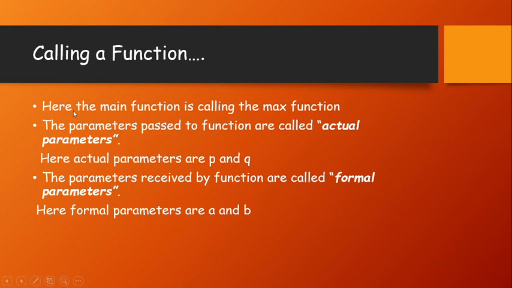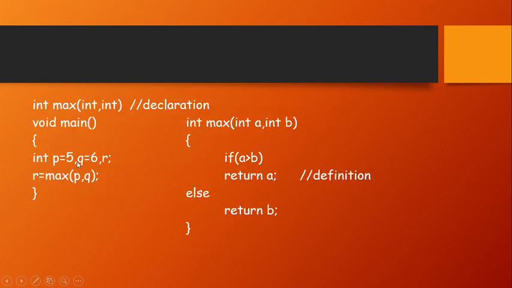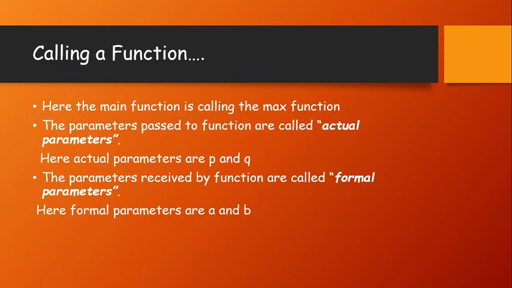Okay, we will see one little more. Here the main function is calling the max function. The parameters passed to the function are called the actual parameters. Here the actual parameters are p and q. The parameters received by the function are called the formal parameters. Here the formal parameters are a and b.